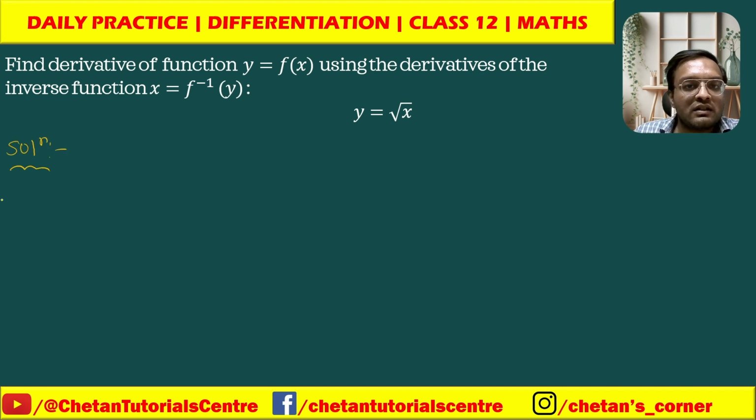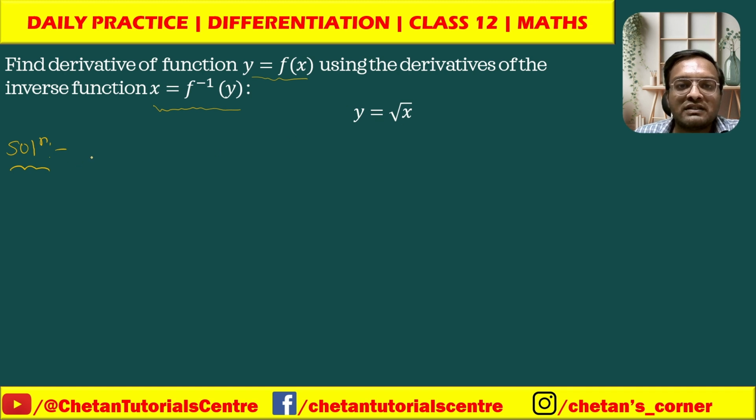Solution. Now first we'll read the question. Find the derivative of function y is equal to f(x) using the derivative of the inverse function x is equal to f inverse of y. So we have to use this x is equal to f inverse of y to find the derivative of y is equal to f of x. Indirectly, we have to use the theorem of derivatives of inverse function and find out the derivative of y is equal to under root of x with respect to x.